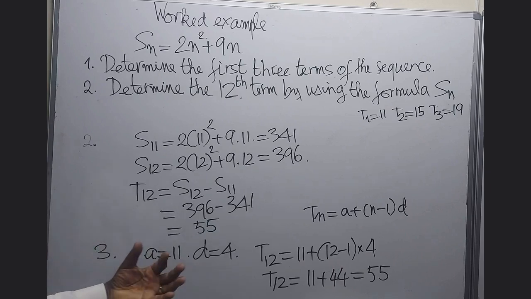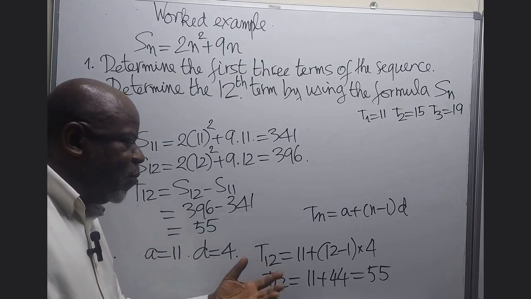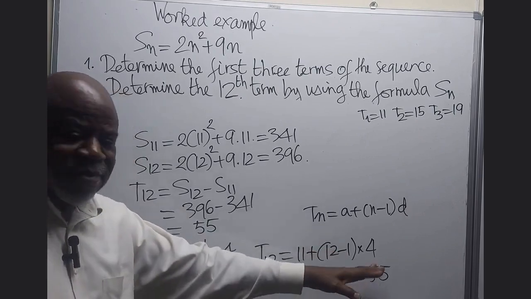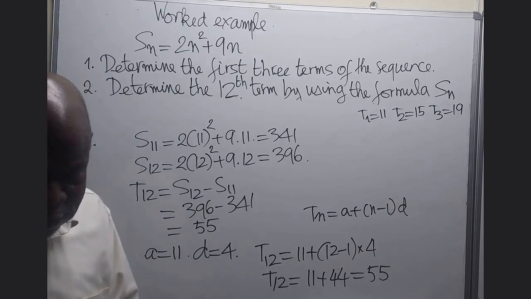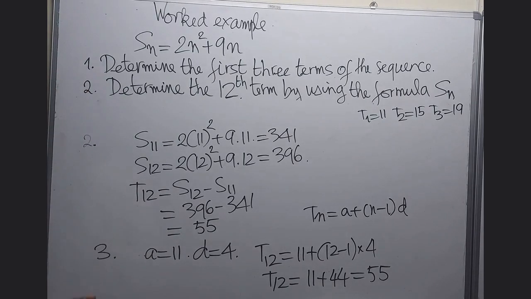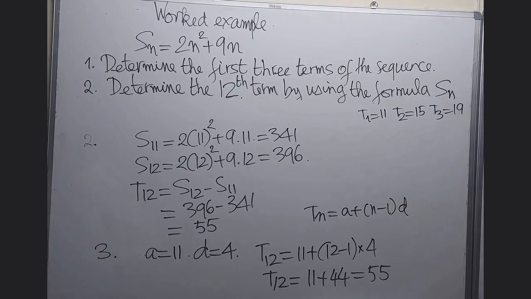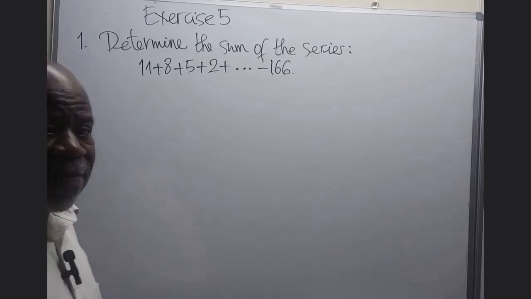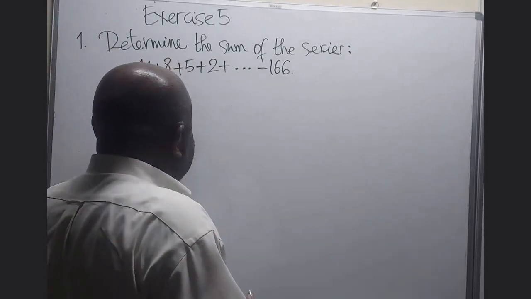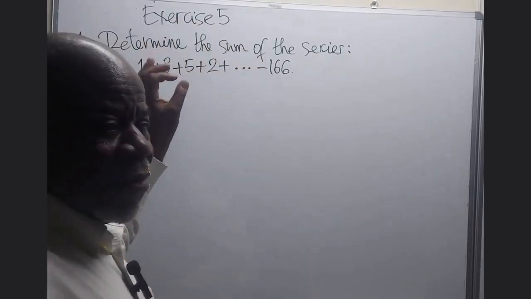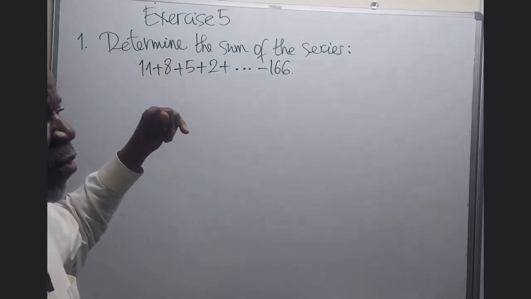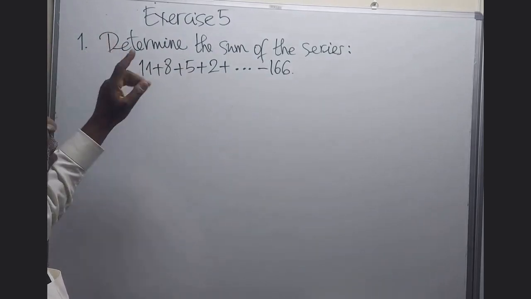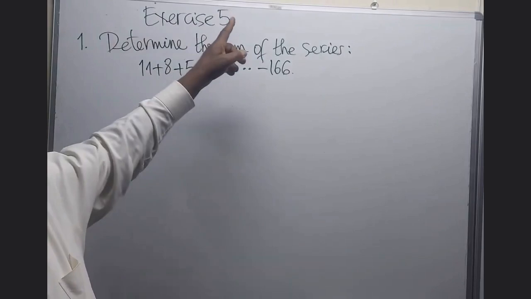And using the general term formula, we're getting the same answer, 55. So we're going to clean the board and go to the next exercise to have more. Okay, so we're taking exercise 5 now. Remember, we were under exercise 4. We have taken 4 and 5. Now we're getting exercise 5.